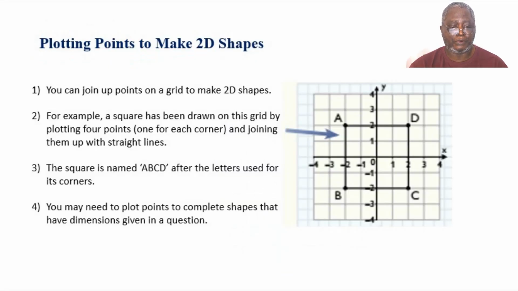We now look at how to plot points to make 2D shapes. You can join up points on a grid to make 2D shapes. For example, a square has been drawn on the grid by plotting 4 points, 1 for each corner, and joining them up with straight lines. The square is named A, B, C, and D after the letters used for its corners. You may need to plot points to complete shapes that have dimensions given in a question.